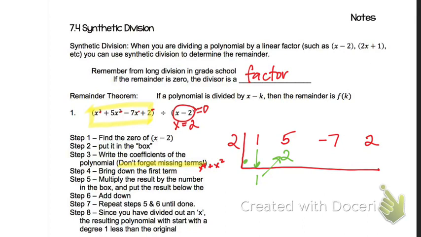Then you're going to add down. So 5 plus 2 is 7. Then you do 2 times 7 is 14. Add down, negative 7, positive 14 becomes a positive 7. 2 times 7 is 14. Add down, you get 16. So the last number becomes your remainder.